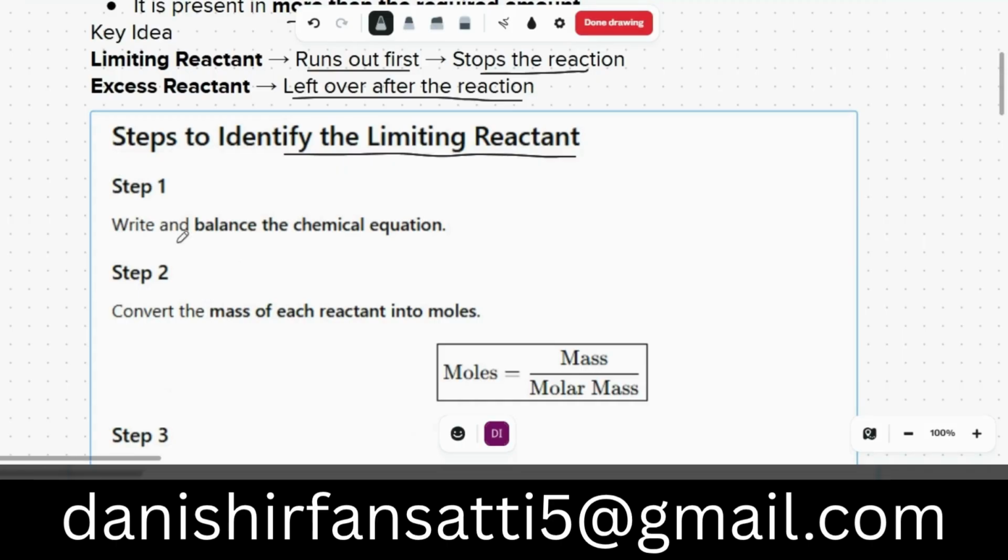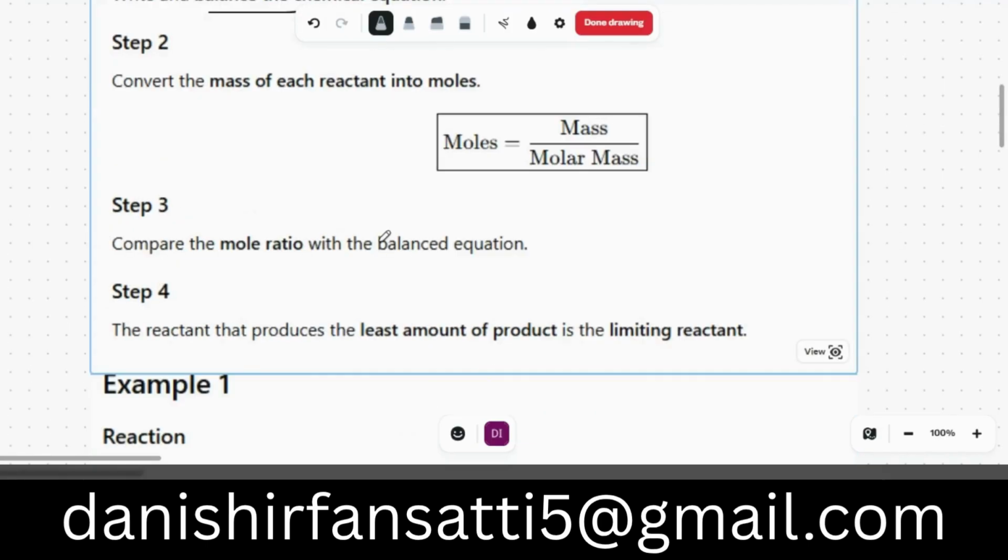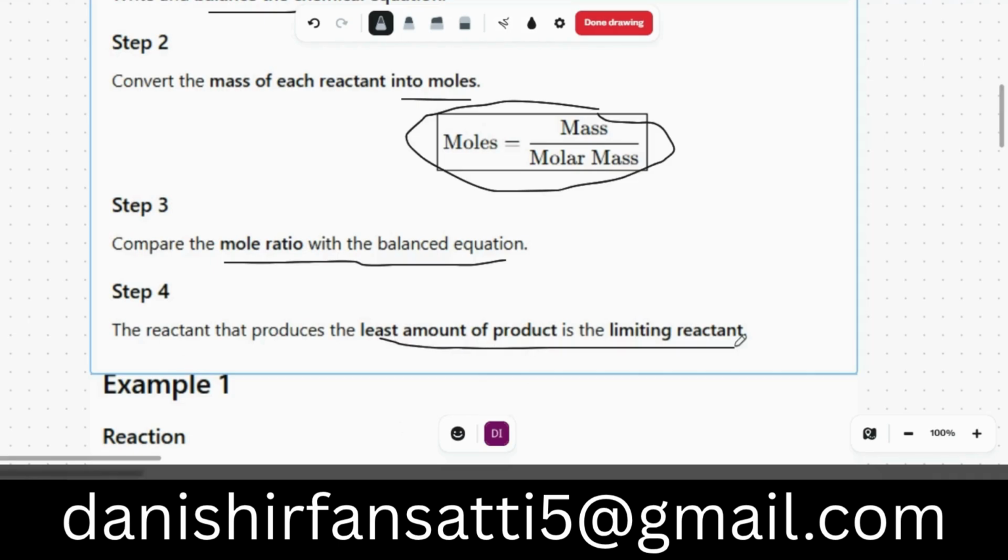Steps to identify the limiting reactant. Step 1 is to write the balanced chemical equation and then convert the mass of each reactant into moles. How can we convert it? We are going to use this formula: moles is equal to mass over Mr. Now compare the mole ratio in the balanced equation. The reactant that produces the least amount of product is called the limiting reactant.